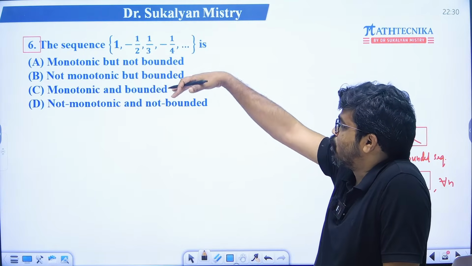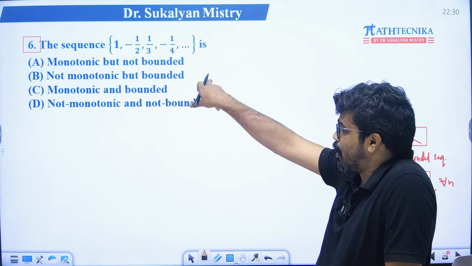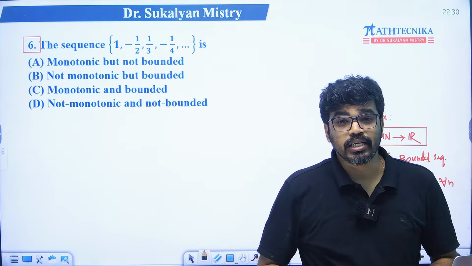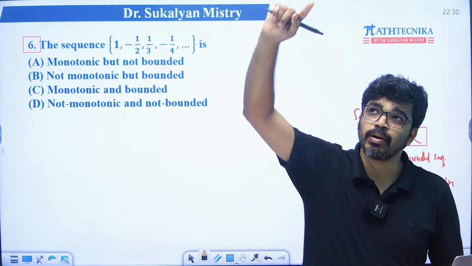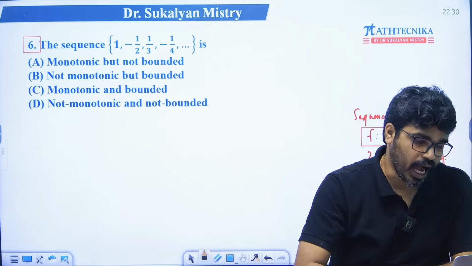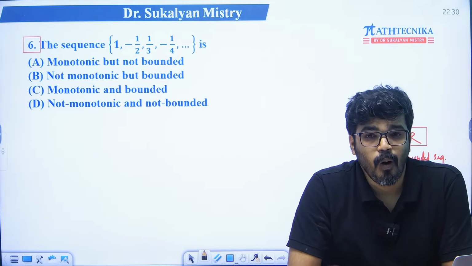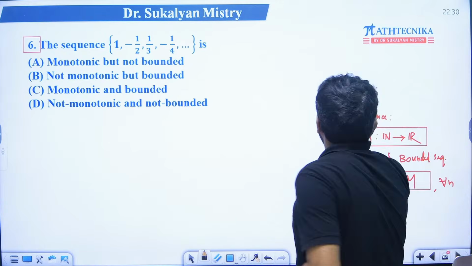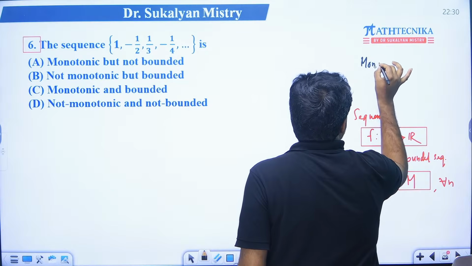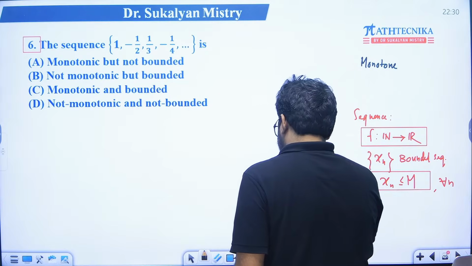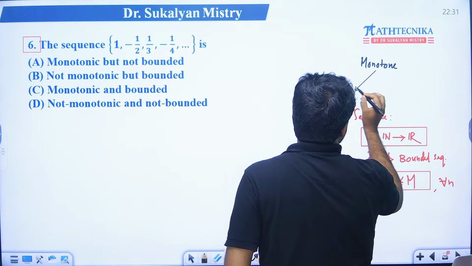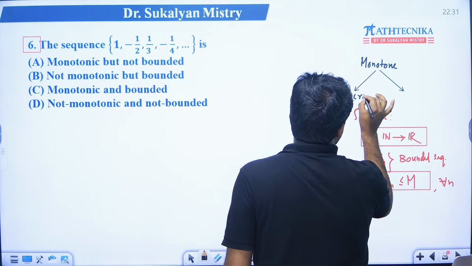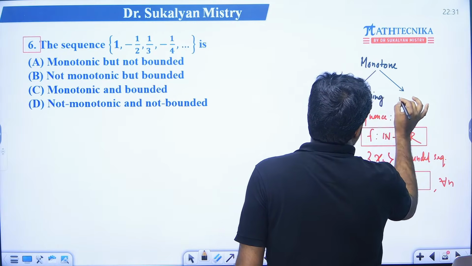The sequence is monotonic but not bounded, not monotonic but bounded, or monotonic. Monotonic means either it is monotonic increasing or it is monotonic decreasing. It can never be both, increasing and then decreasing, that is not monotonic. Monotonic means either it is increasing or it is decreasing. What is a monotonic sequence? It means either it is monotonic increasing or monotonic decreasing. Either it is increasing or it is decreasing.